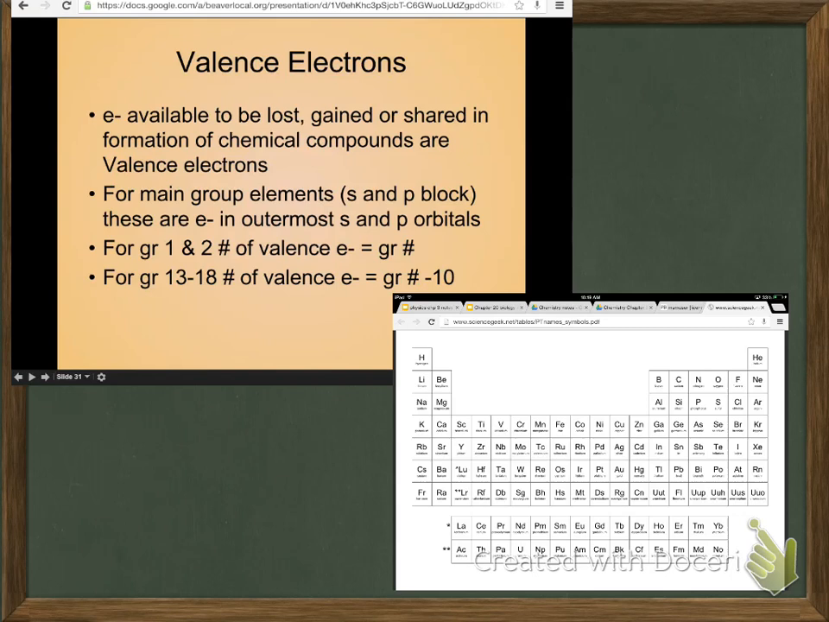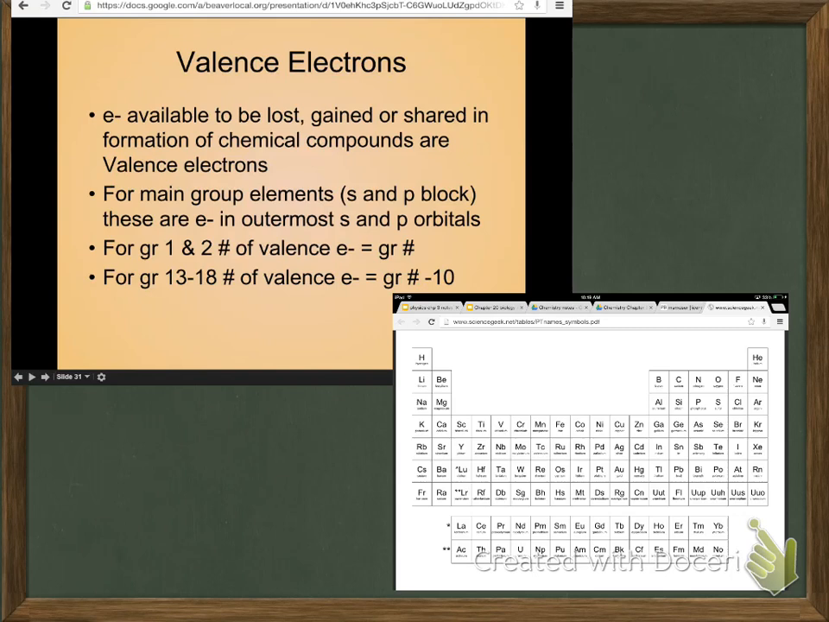Okay, we've been talking about this without talking about it. We've been talking about the electrons on the uppermost occupied main energy level, and we've said, oh yeah, for group 1 it's 1, group 2 is 2, group 13 it's group minus 10, so it's 3.